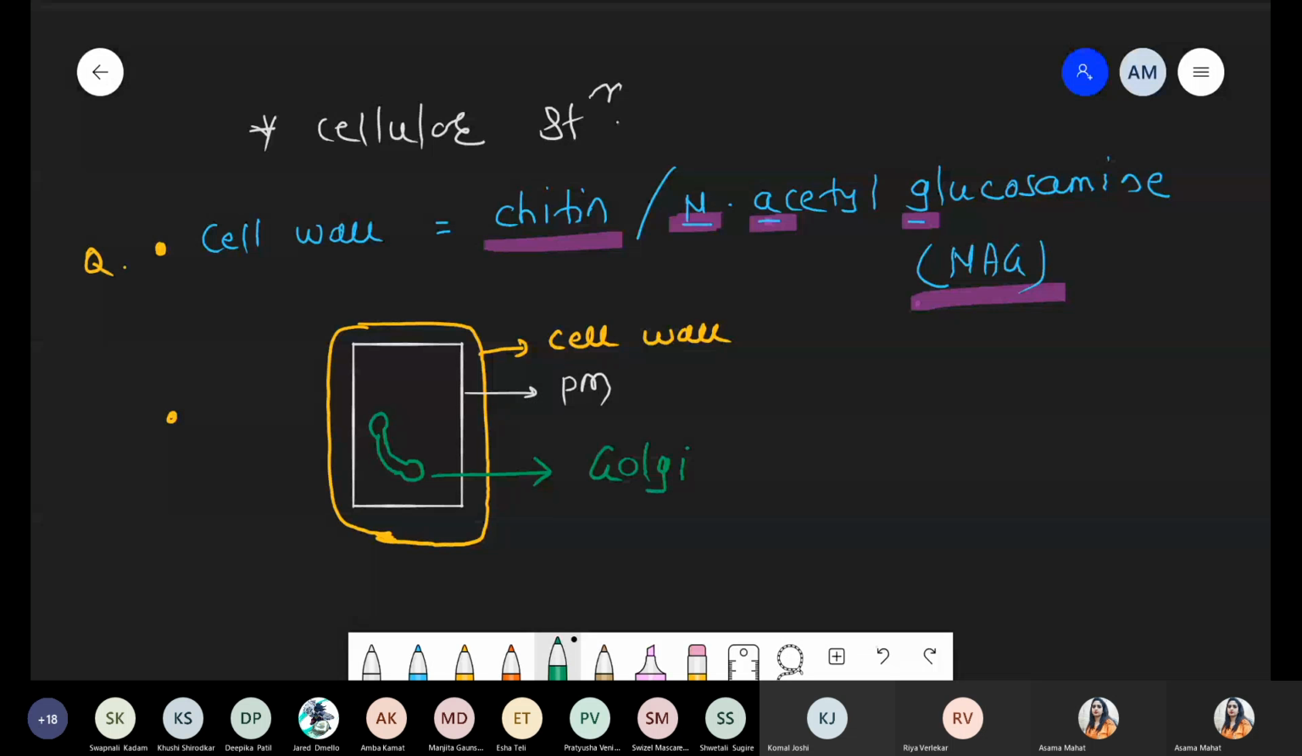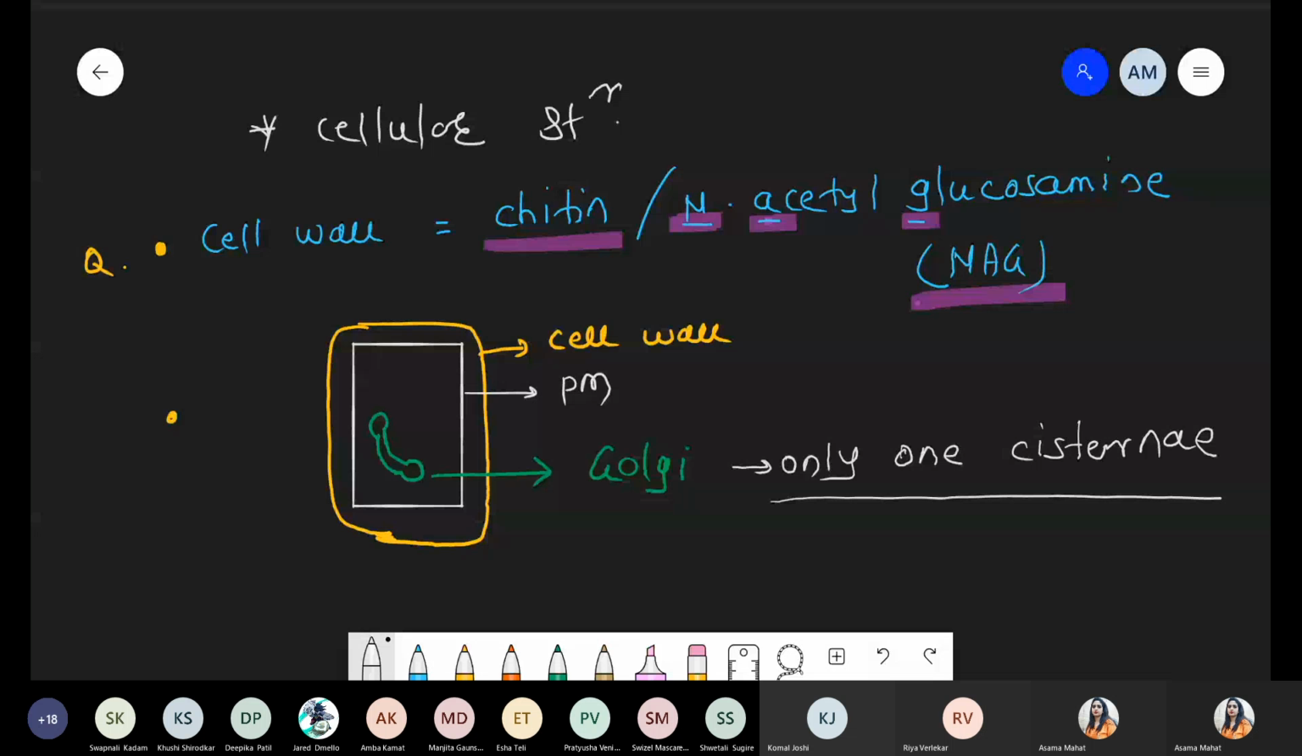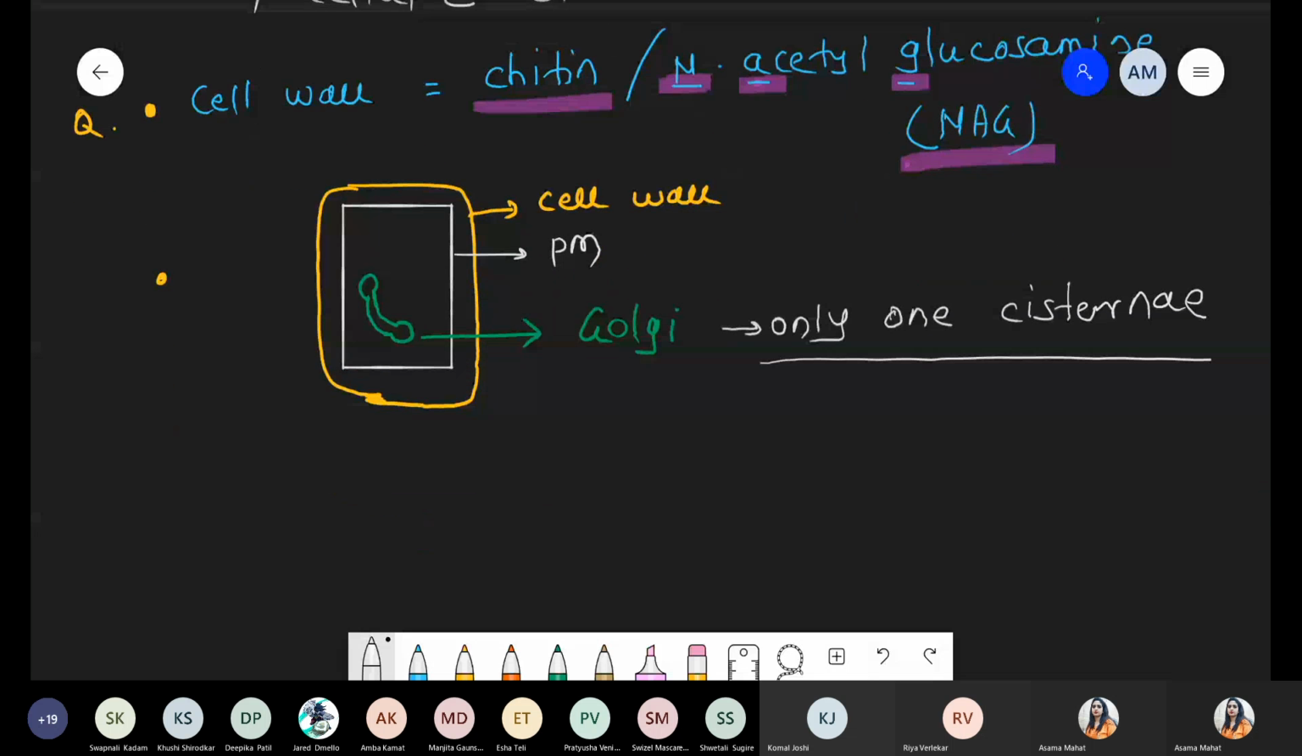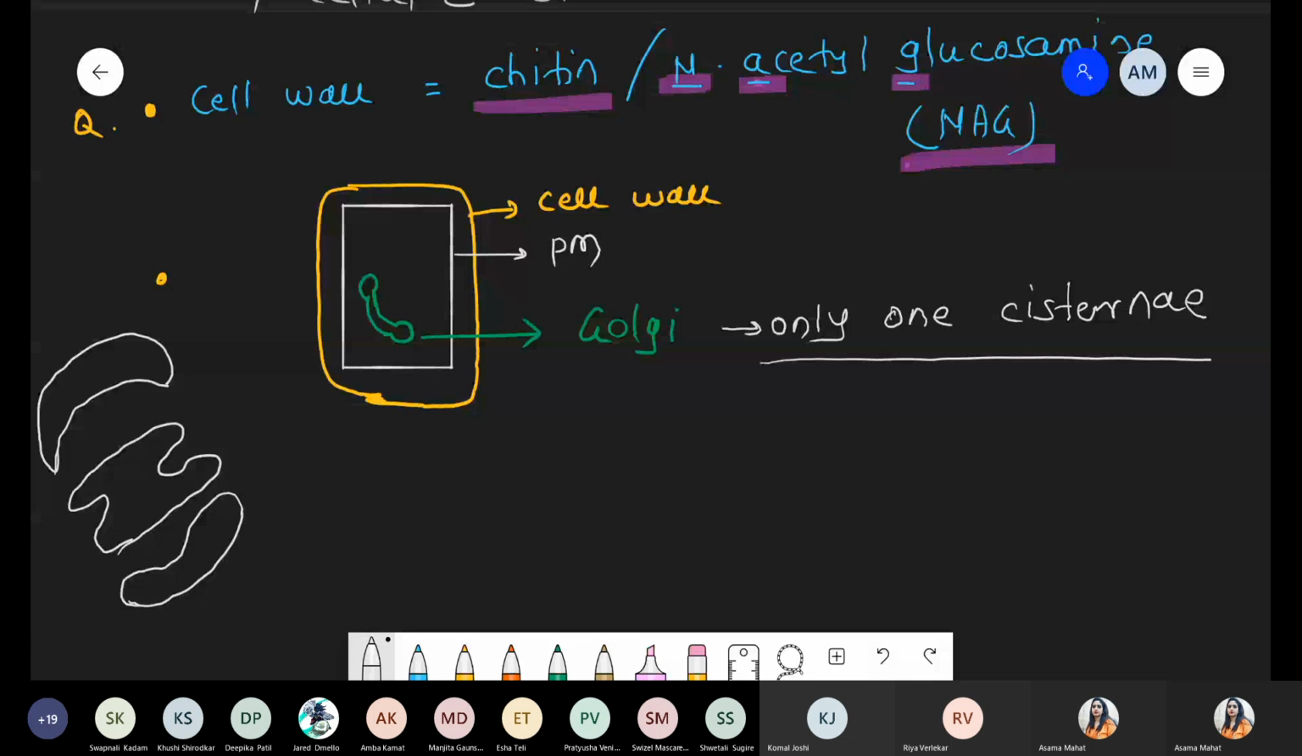We are not talking about Golgi complex. What will complex mean? More than one present. But here we are talking about a single Golgi, because this Golgi has only one single cistern. See, when we draw the typical structure of the Golgi, for example, this is the typical structure of the Golgi which is present in the eukaryotic system. So this is the cis Golgi, this is the mid Golgi, and this is the trans Golgi.